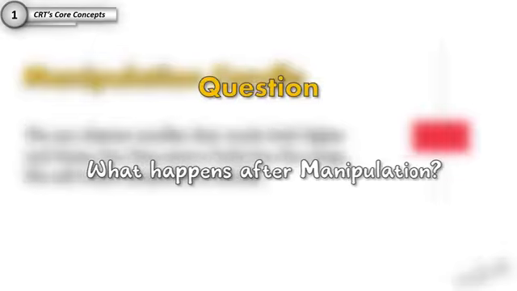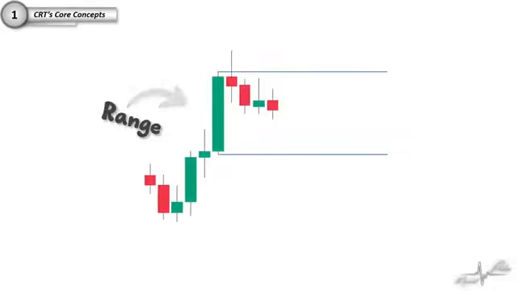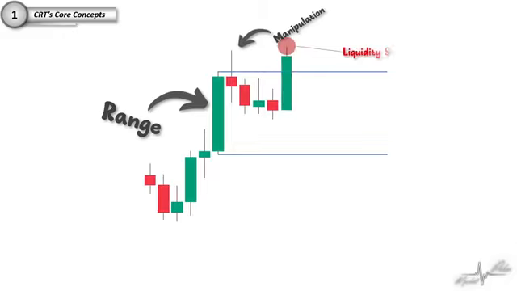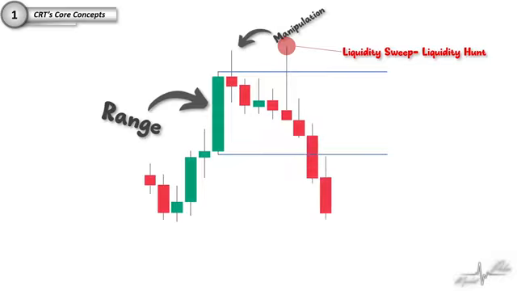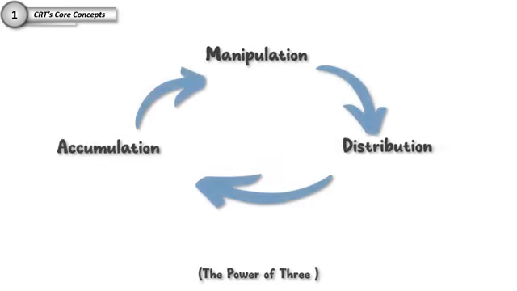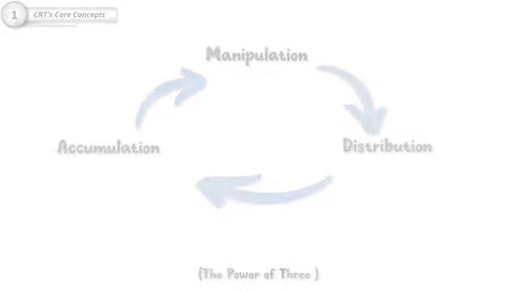And what happens after manipulation? Once accumulation and manipulation are complete, the market begins its true move. In this case, bearish, using the liquidity collected from trapped buyers to fuel momentum. At this point, we expect the price to continue trading within the candle's range and eventually break below its low. These three phases, accumulation, manipulation, and distribution, form what we call the power of three. Now that you understand the core concept of CRT, the accumulation, manipulation, and distribution sequence, it's time to see how to apply it.